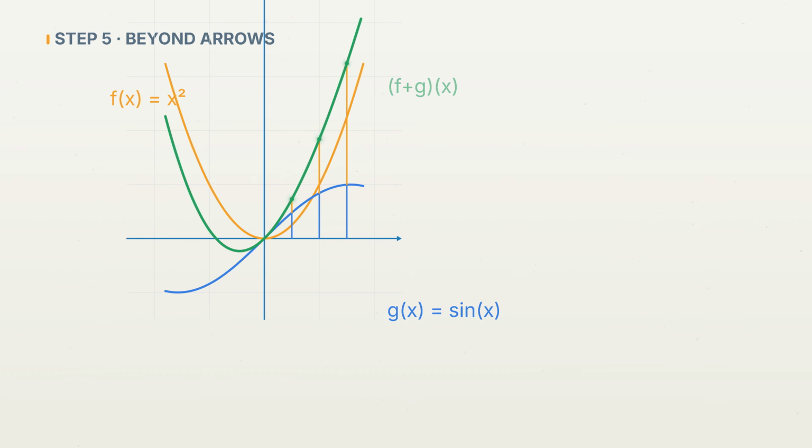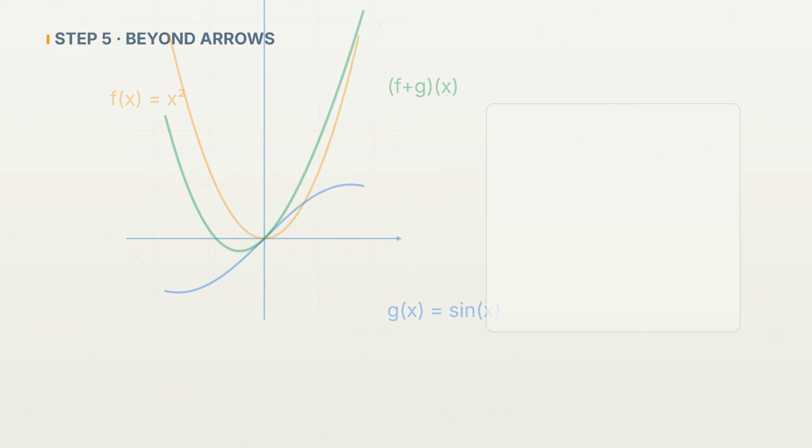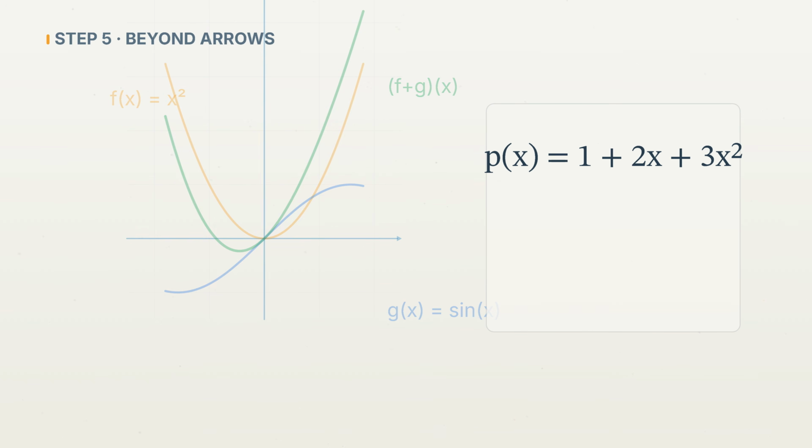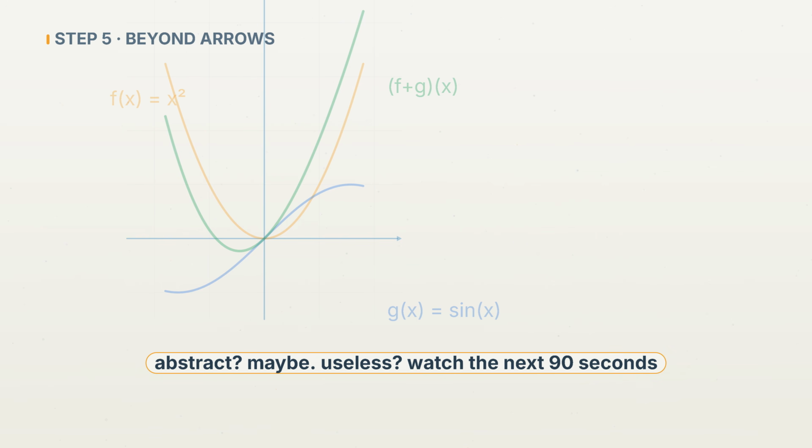And we can scale. 2 times f stretches the whole curve vertically. Watch, every value doubles. So functions pass both tests. Add them, scale them, they behave exactly like vectors. And here's where it gets wild. A polynomial, 1 plus 2x plus 3x squared, that's just the list 1, 2, 3 dressed differently. I know. It feels abstract, but it's not useless. The next 90 seconds will change your mind.